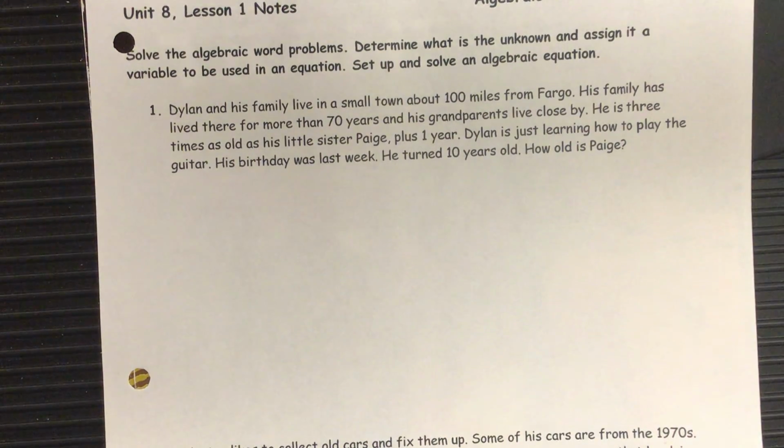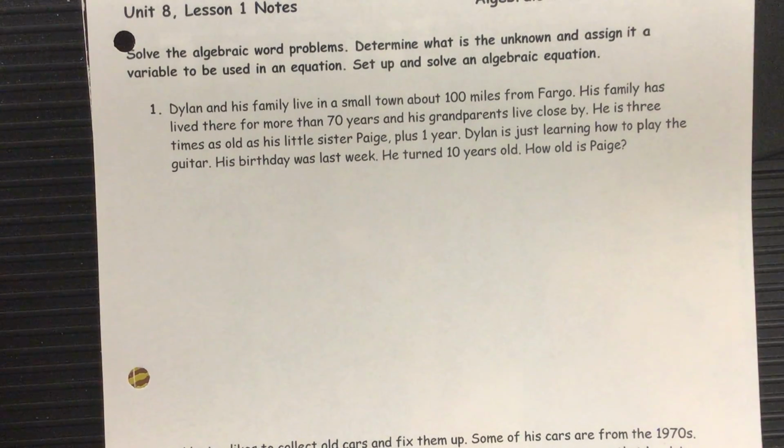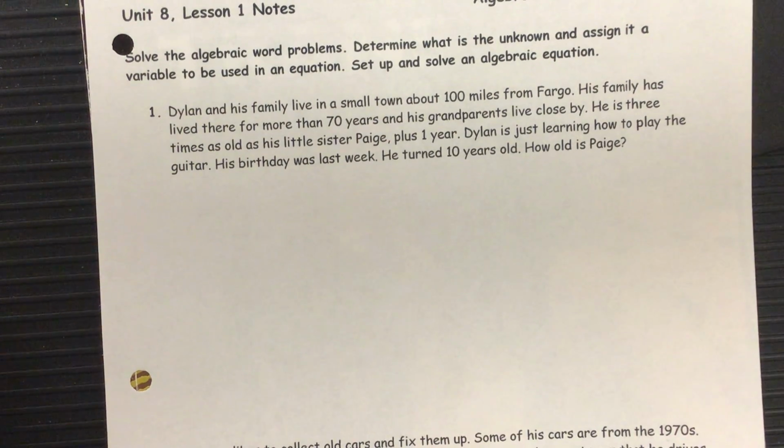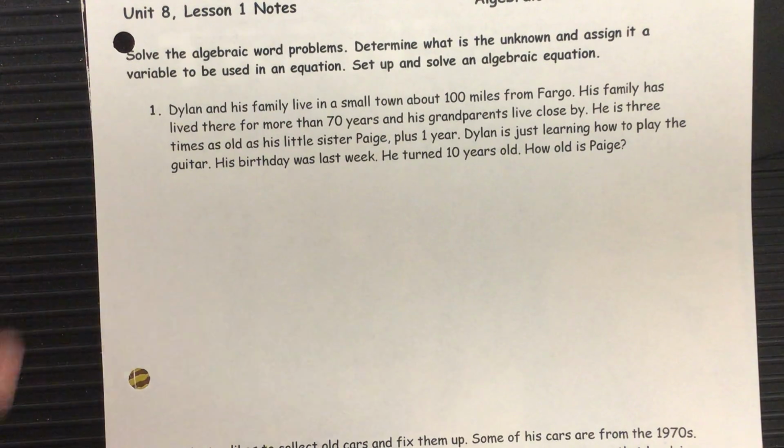So Dylan and his family live in a small town about 100 miles from Fargo. His family lived there for more than 70 years. His grandparents live close by. He is 3 times as old as his little sister, Paige, plus 1. Dylan's just learning how to play the guitar. His birthday was last week. He turned 10 years old. How old was Paige?